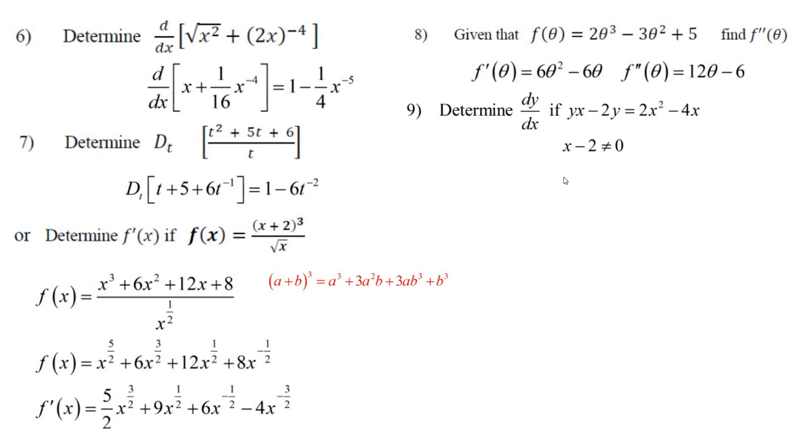Question 9. This one's a bit weird. It says that x minus 2 can't be 0. We're supposed to find the derivative of this function of y. But we've got to put it in the right form. We're going to have to factor out this y here. And factor this one as well. Now we see x minus 2. You see we're going to divide by x minus 2. That's why it can't be 0.